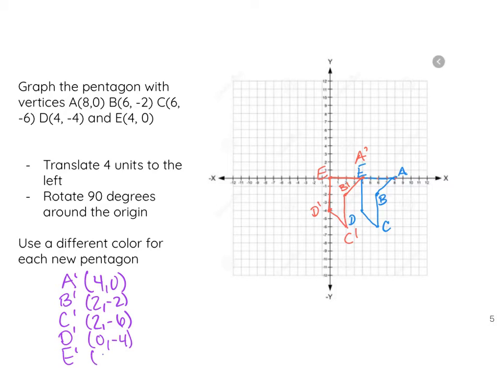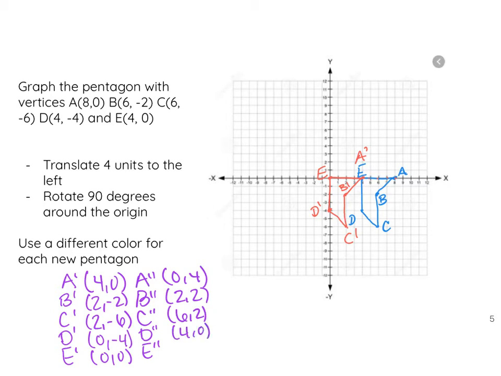And the origin 0, 0. So when I rotate them 90 degrees, the X and the Y are going to switch places, okay? So I'm going to do that first. So now it's going to be 0, 4. And I don't worry about signs yet, okay? So I'm going to forget that that's a negative. So this is going to be 2, 2. And this is going to be 6, 2. And 4, 0. And 0, 0.